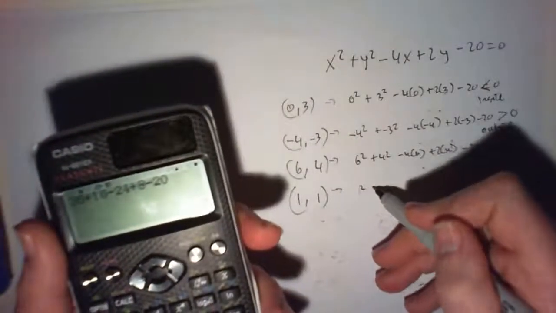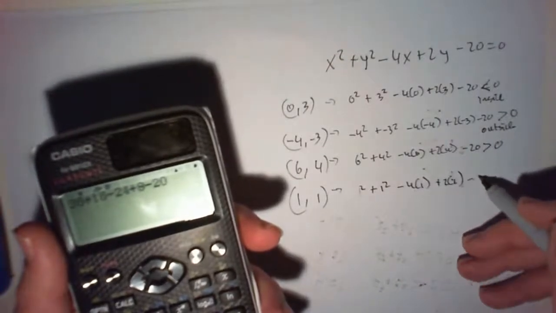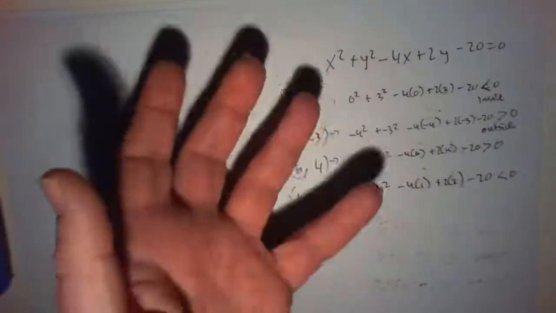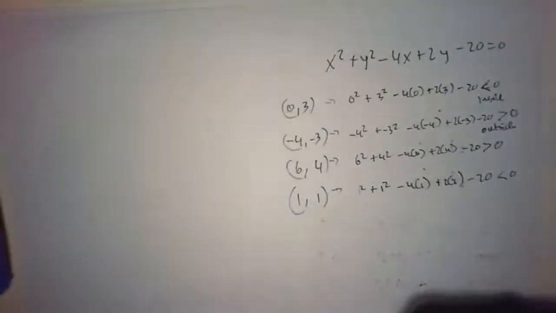And the last one, 1 squared plus 1 squared minus 4 times 1 plus 2 times 1 minus 20. Okay, that's going to be less than 0, so it's inside. Okay, if it's on, it's going to be equal to 0. So it'll all cancel out on the left-hand side.